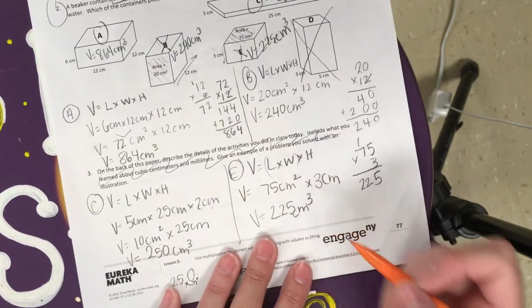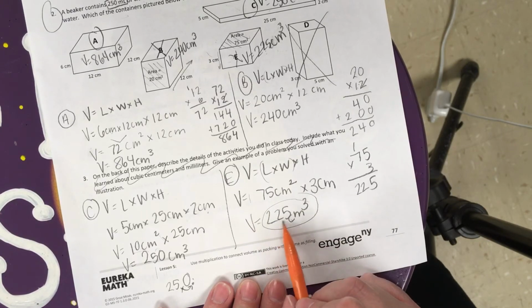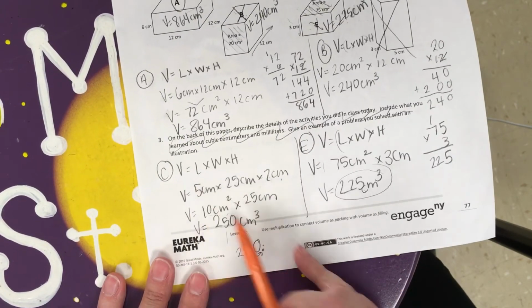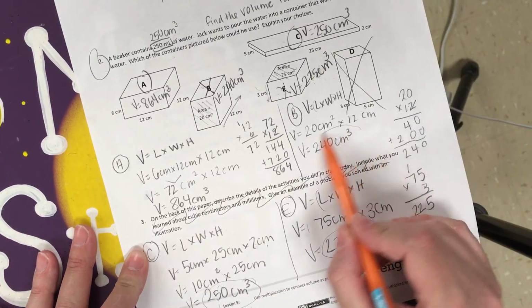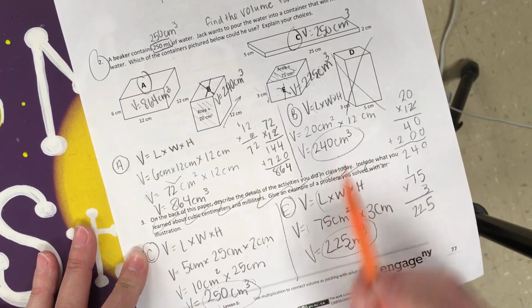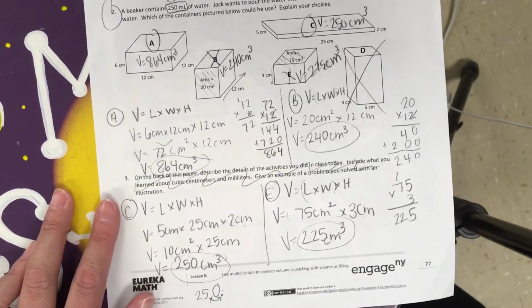I'm going to go back through, and I'm going to circle the volume for each of these. For E was 225 cubic centimeters. C is 250 cubic centimeters. B was 240 cubic centimeters, and A is 864 cubic centimeters.